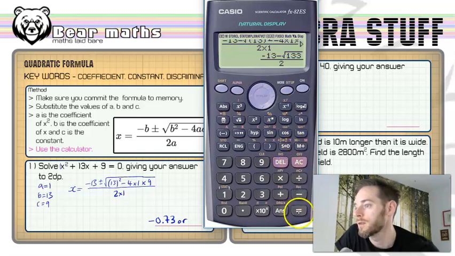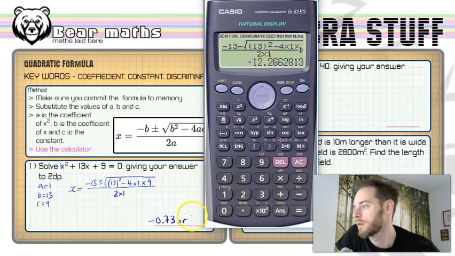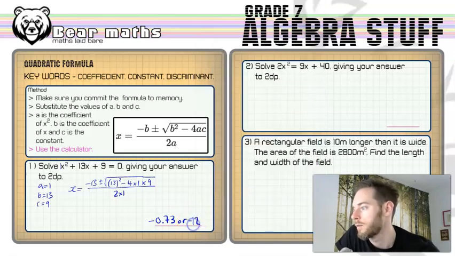Alright, so nothing else to do. We don't have to type it all out again. Comes up in third form again, press S to D, minus 12.266. So minus 12.27. Two negative solutions. Alright, now we could sketch that graph.